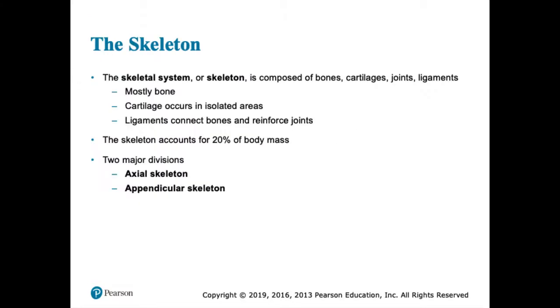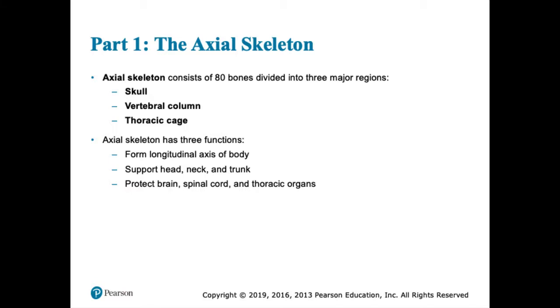So the skeletal system, or the skeleton, again, we talked in the last chapter, is composed of bone, cartilage, joints, and ligaments. The skeletal system is mostly bone, but there is cartilage in isolated areas, and of course the ligaments connect the bones and reinforce joints. The skeleton does account for about 20% of the body mass, and like we talked about in the last chapter, there are two major divisions, the axial skeleton and the appendicular skeleton.